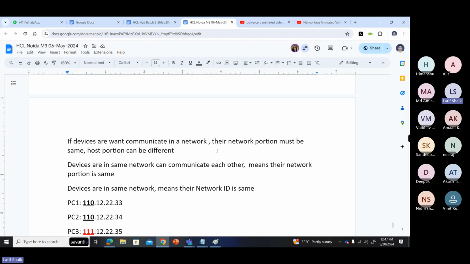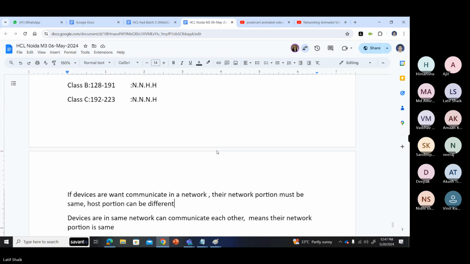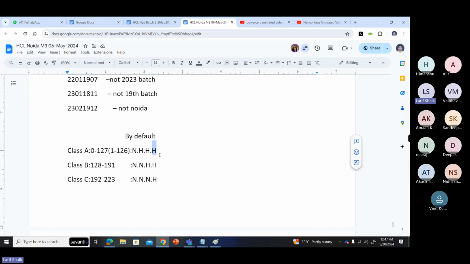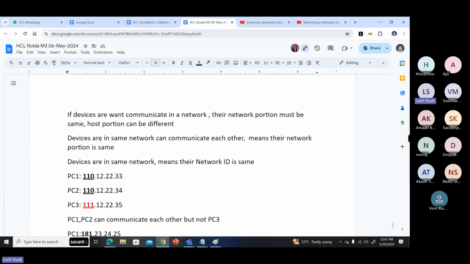Can be different means either one host portion or two or three host portions can be different. Okay, either only one host portion is different, or two host portions are different, or three host portions can be different. That's why I said can be different. Devices in the same network can communicate with each other means their network portion must be the same. Devices are in the same network means their network ID must be the same.